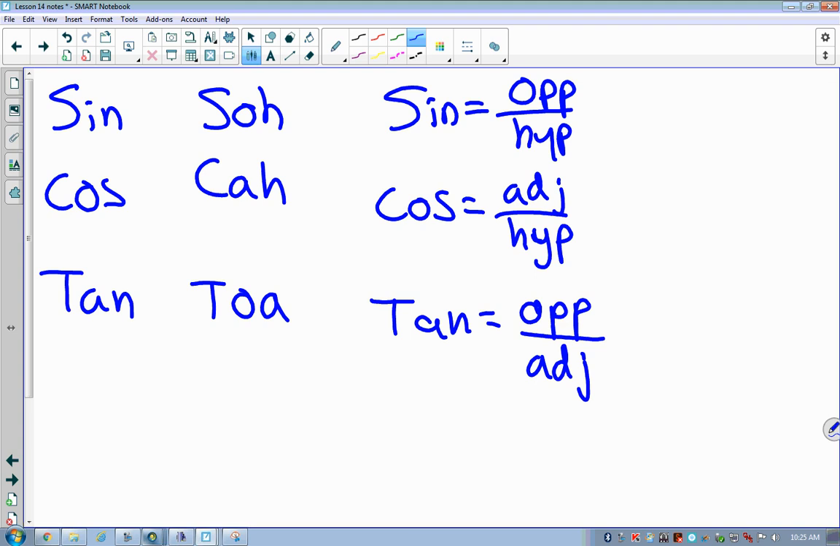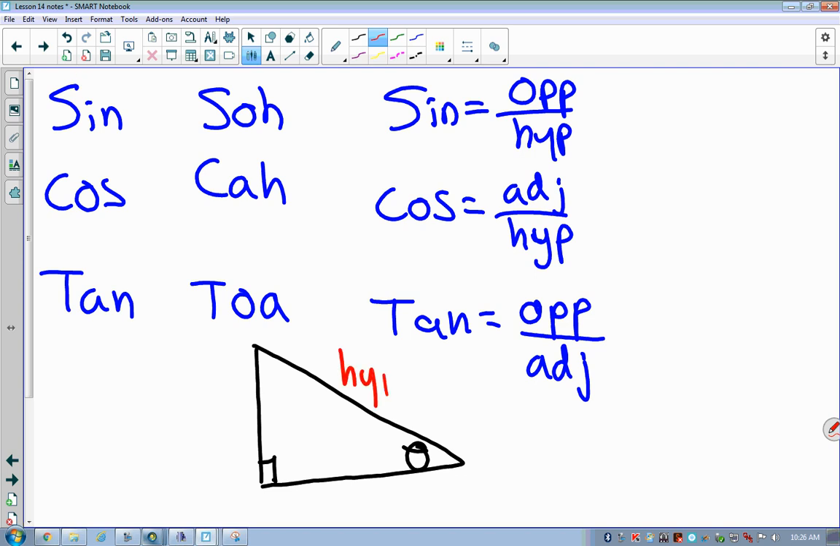If I have a right triangle, the first thing I have to know before I can use SOHCAHTOA is what angle I'm going from, and it's always an acute angle. So we're going to use our little symbol theta. My hypotenuse is always in the same spot, right? It's always the side that's opposite the right angle. Doesn't matter where the angle I'm using is, the hypotenuse is always there. Do we understand that?